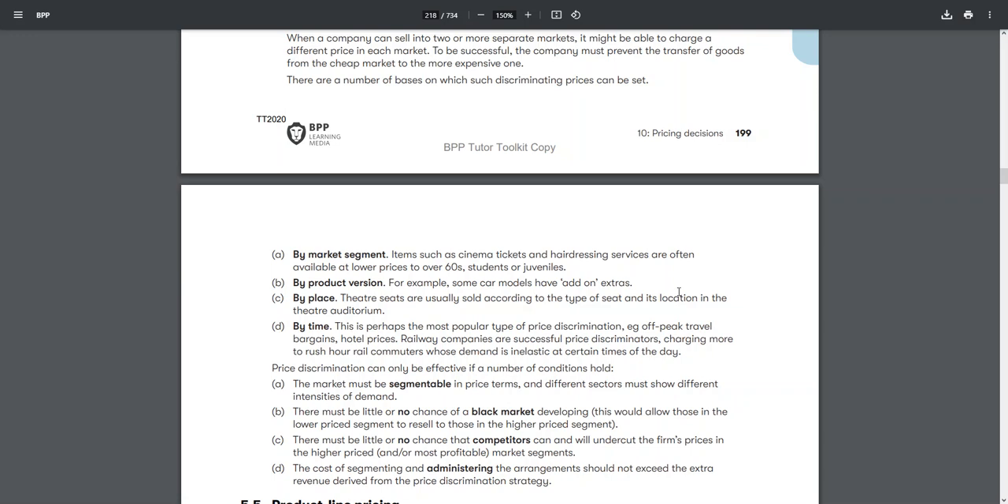But remember, whenever you are doing discrimination, there shouldn't be any black market, which means that people would buy in the market where the price is lower, and then bring it to the market where the price is higher. So if you can stop that from happening, if you can control that, then discrimination will work. Otherwise, it would create problems.